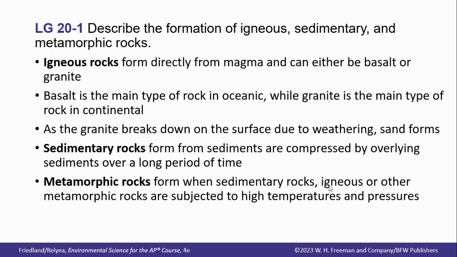Our first type of rock is the igneous rock that forms directly from the magma and can be either basalt or granite. So there are only two types of rocks it could be as far as classification. It would be basalt rock or granite rock, and that is called igneous, directly formed from the magma. Basalt is the main type of rock in the oceanic plates, while granite is the main type of rock in the continental plates.